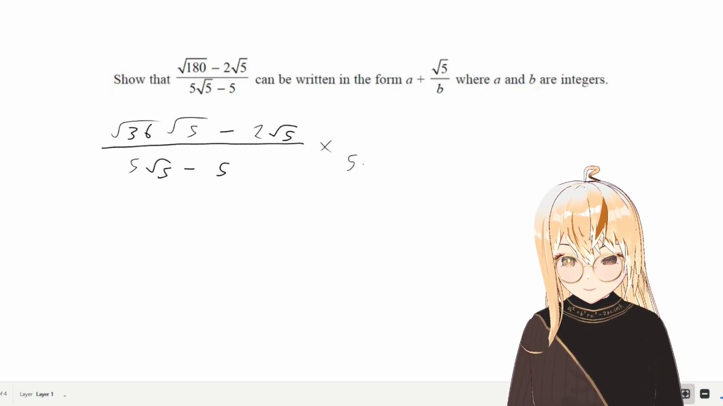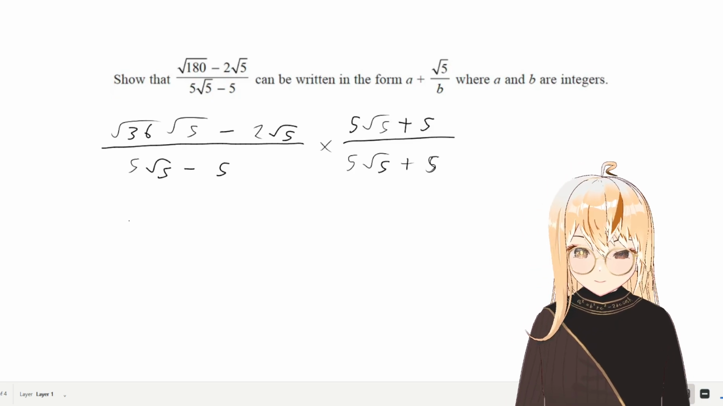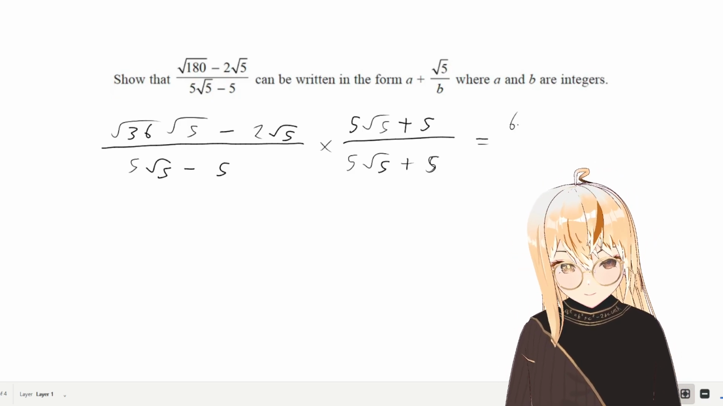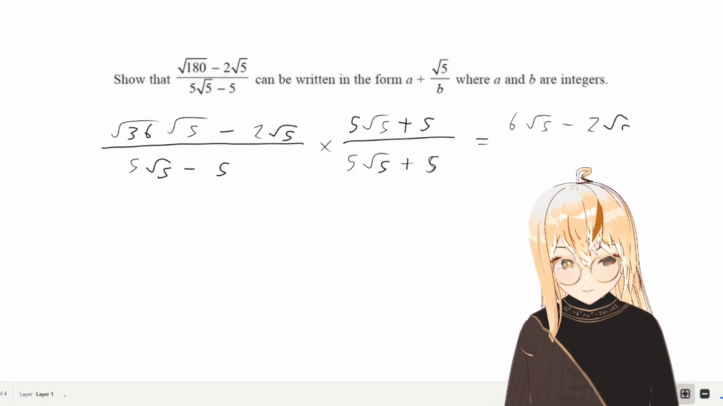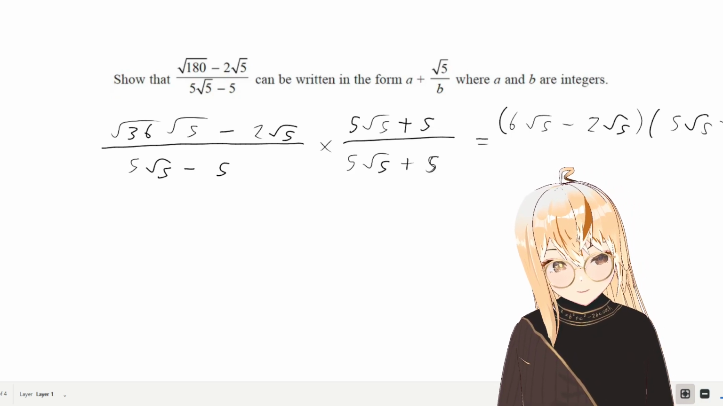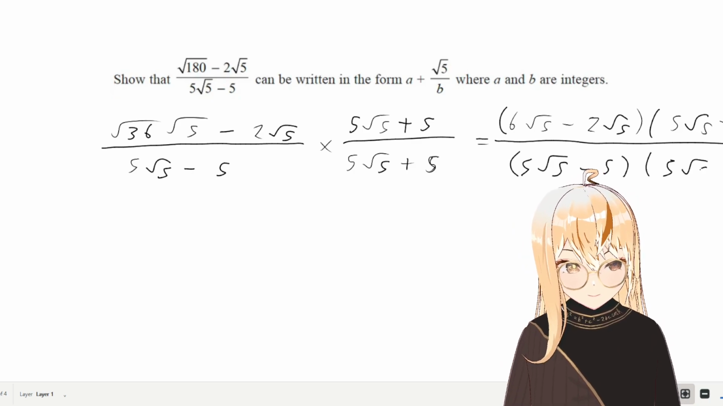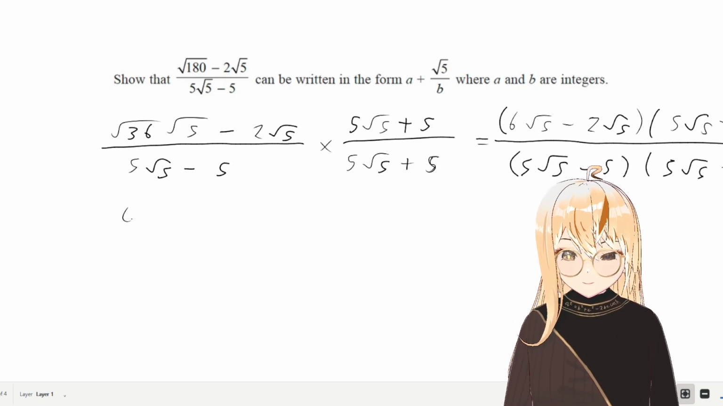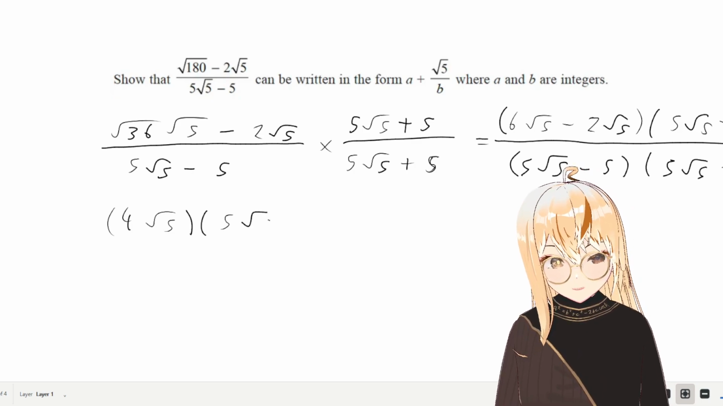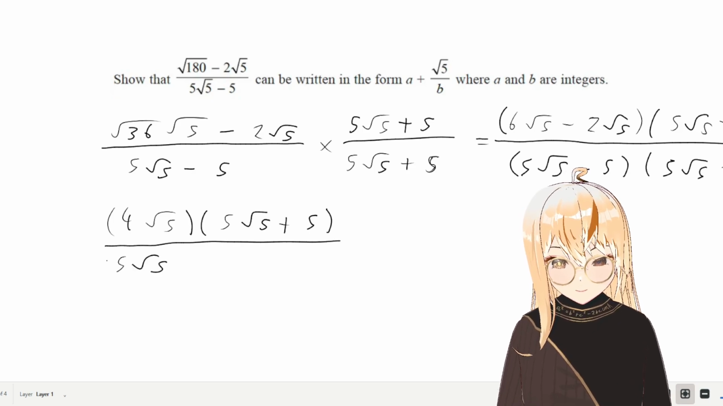Then we just multiply by the opposite sign. Root 36 root 5 is equal to 6 root 5 minus 2 root 5. Then we've got 5 root 5 plus 5 and all of that. So 4 root 5 now, multiplied by 5 root 5 plus 5 over 5 root 5 minus 5.